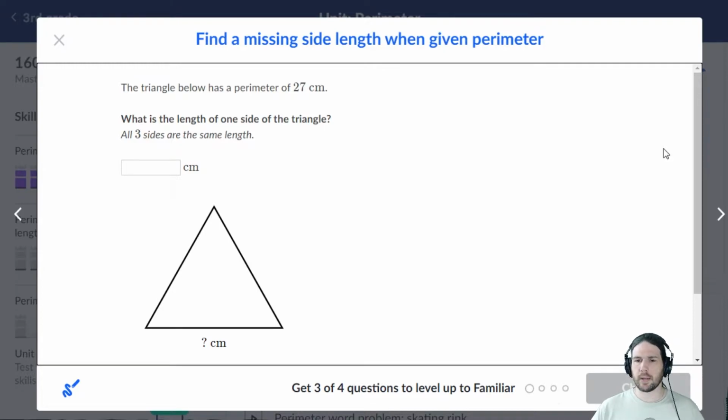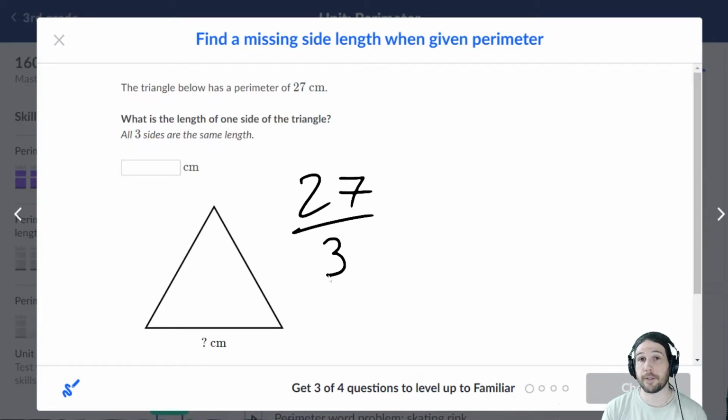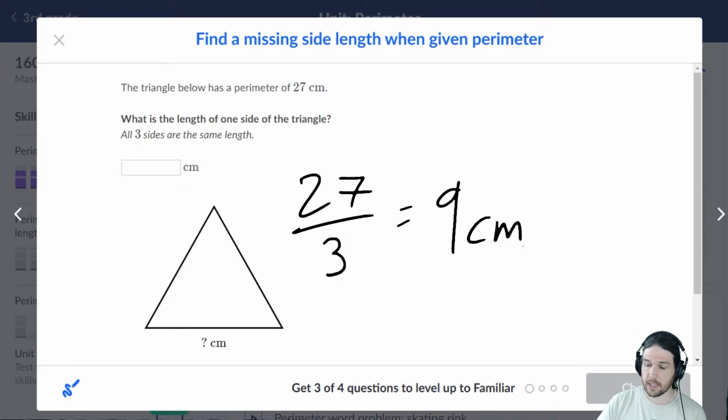So this triangle with all three sides of the same length, very important that they included that detail. This triangle has a perimeter of 27 centimeters. That three having the same length means that I can take that 27, just divide it by 3. Right? There are 27 centimeters. There are 3 sides. They are each essentially evenly distributing the centimeters between the 3 sides. That's division. The answer is 9 centimeters per side.